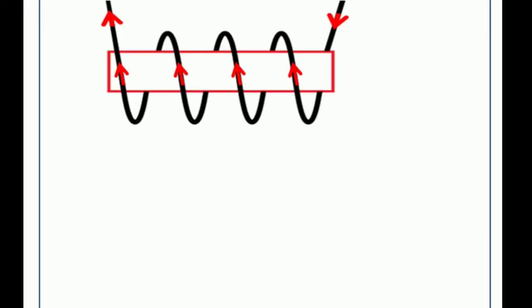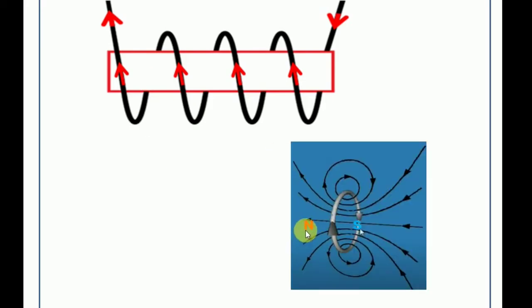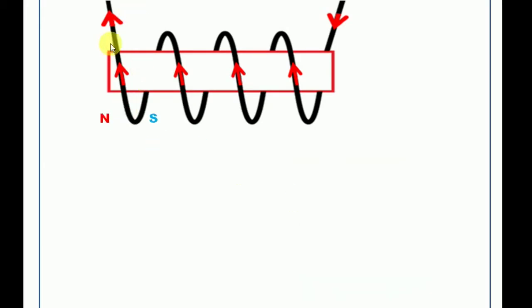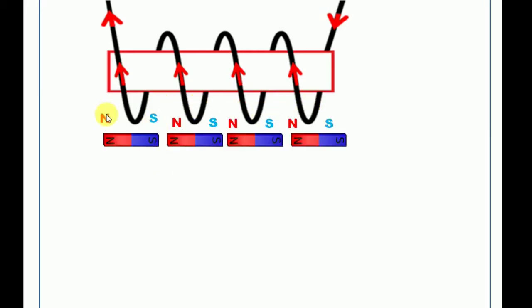Now we will prove that a current carrying solenoid is similar to the bar magnet. This is a solenoid in which current is flowing. We can consider this solenoid to be a collection of many turns. From here to here is one turn, and two turns, three turns. We know a circular coil produces a magnetic field similar to that of a small bar magnet, with a north pole and a south pole. If we consider this turn, there will be a north pole and a south pole. Similarly, for these turns also we have a north pole and a south pole. So it is like a collection of north pole, south pole, north pole, south pole, like this.